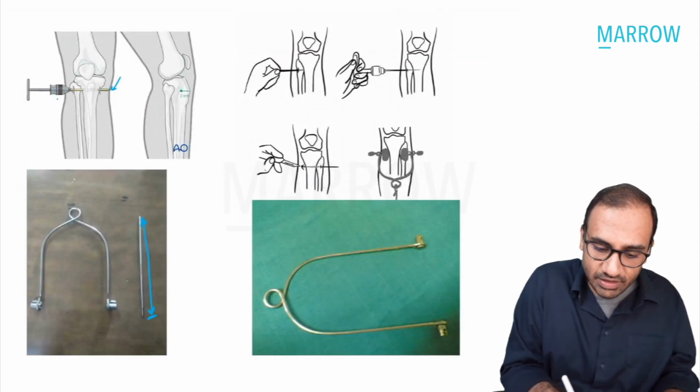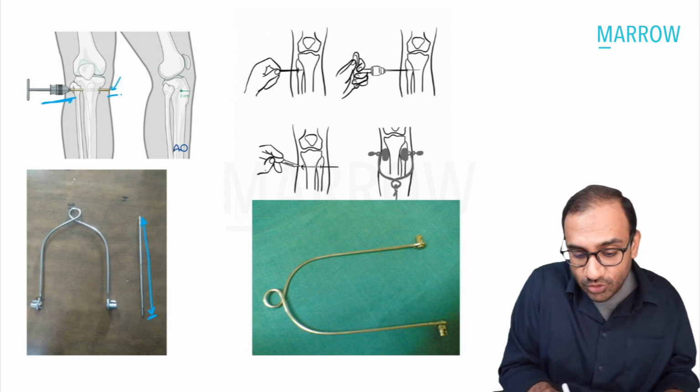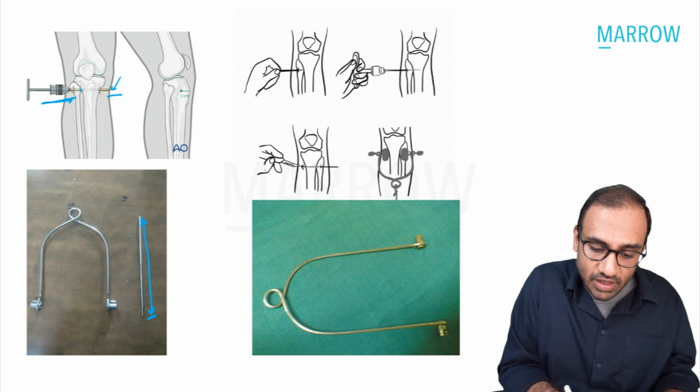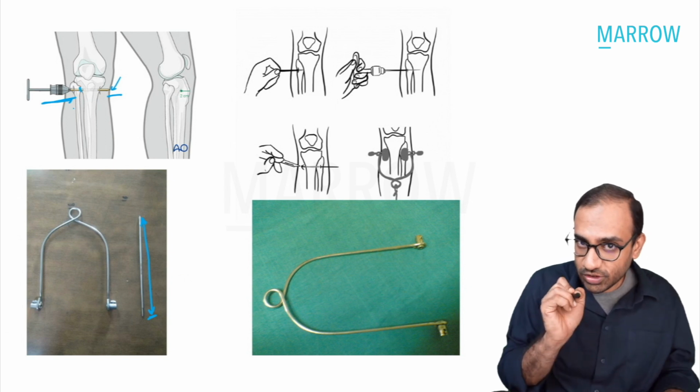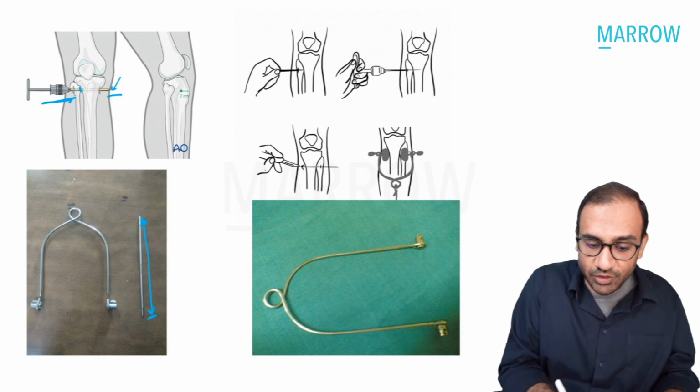And you pass it from the lateral to the medial side. Remember, you pass it from the lateral to the medial side. You make a small nick on the lateral side of the tibia, and then you put the trocar of the pin on the tibia, and then you pass it medially. Why do we enter from the lateral side? Because there is a common peroneal nerve here.